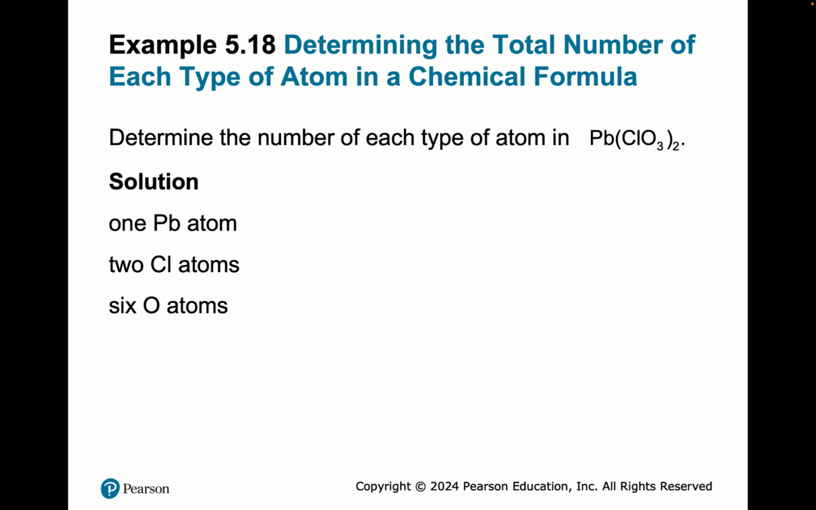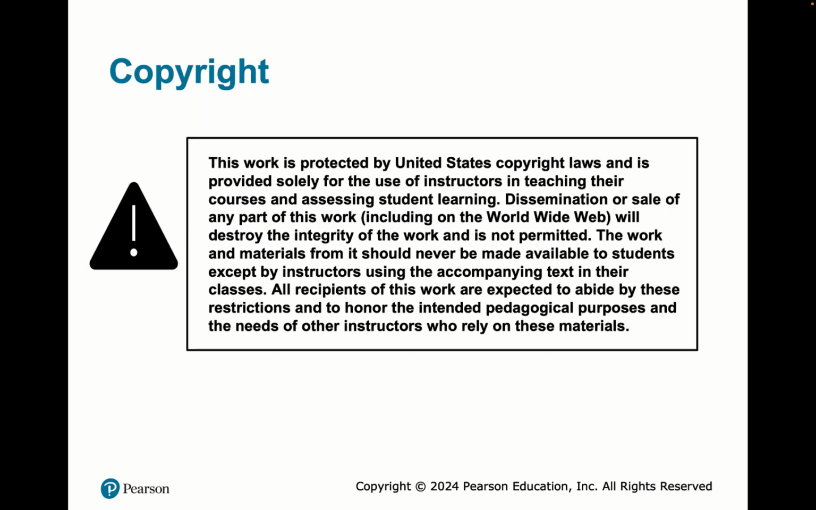I wanted to cover this again. The number of atoms in lead(II) chlorate. So there's 1 atom of lead, but then the 2 on the chlorate, so there's going to be 2 chlorines, and then 3 times 2 is 6 oxygen atoms. And we are done. Thank you.